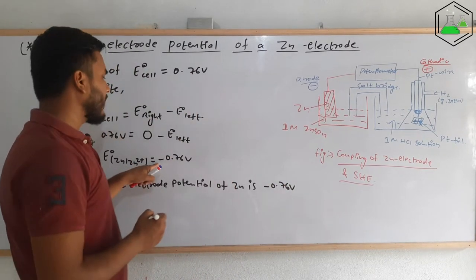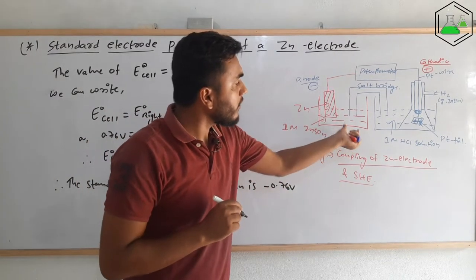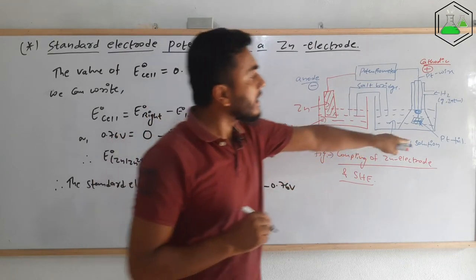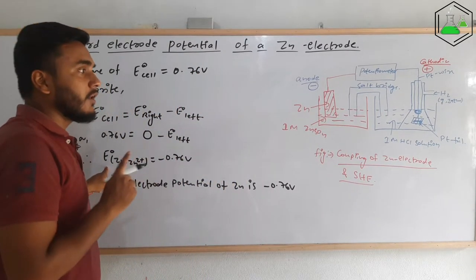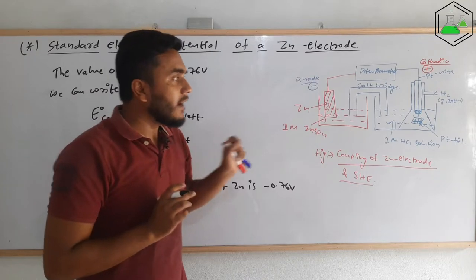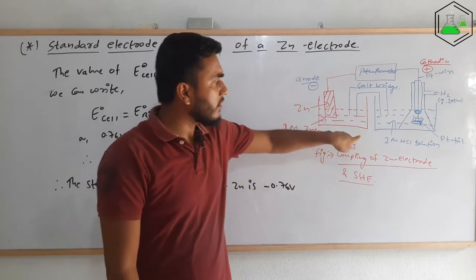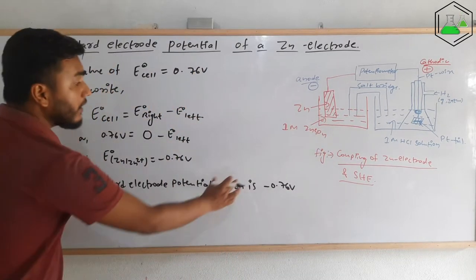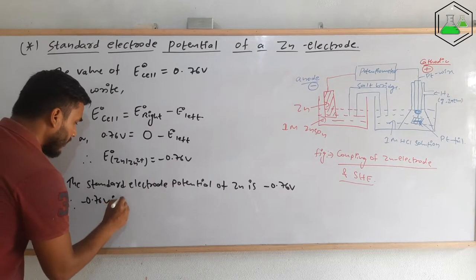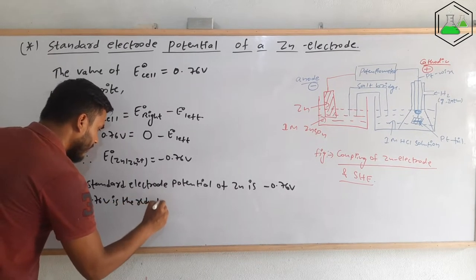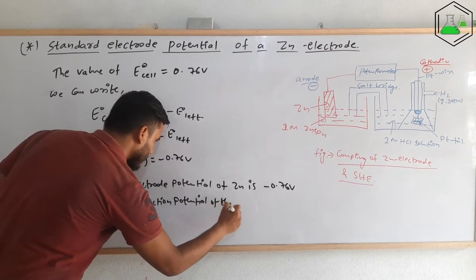Here the negative sign indicates that this is the reduction potential of it. Okay, look at here, this cell undergoes oxidation reaction and SHE undergoes reduction reaction. If the value of E cell came to be positive, then this would be a positive value and this would be the negative value. But here we are getting negative value. So in simple terms we can say that as this is oxidation half, then this is the reduction potential. Therefore, minus 0.76 volt is the reduction potential of the cell.